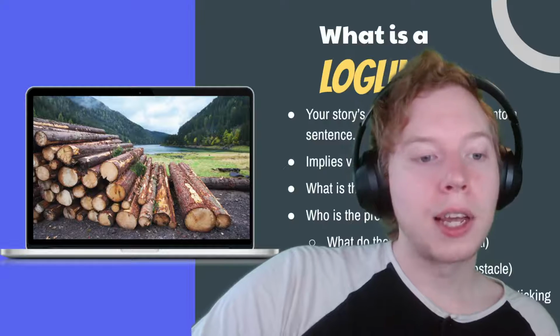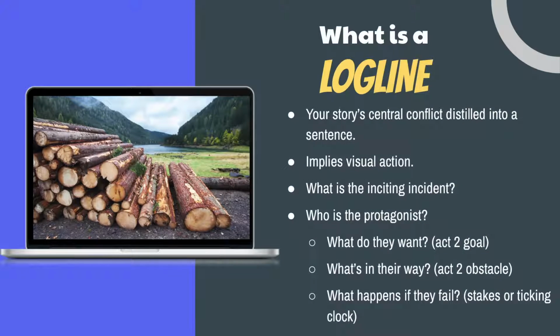So let's look at loglines. What's a logline? It's the story's central conflict distilled into a sentence. It basically tells you what is the movie. I mean, in addition to the title and genre, this is the quick version of explaining what the movie is. It implies a kind of visual action. So what we're going to be watching people do. What is the inciting incident? That's the event that kicks off the story.